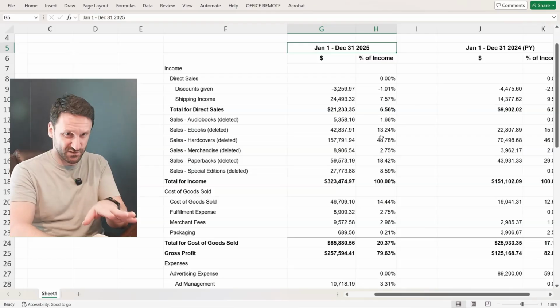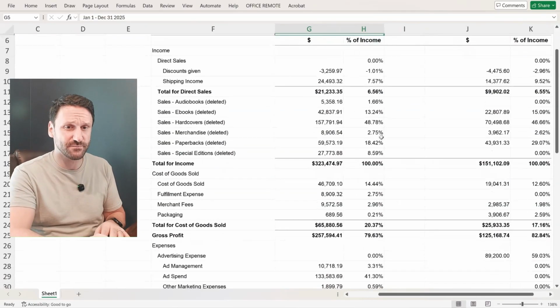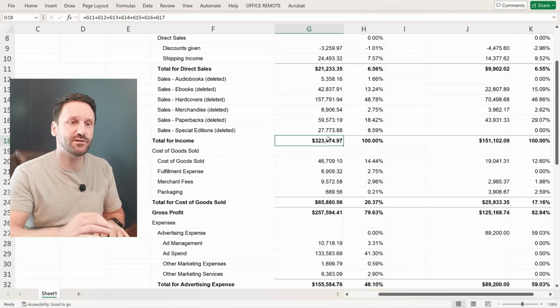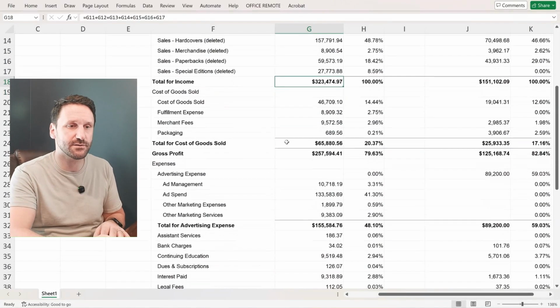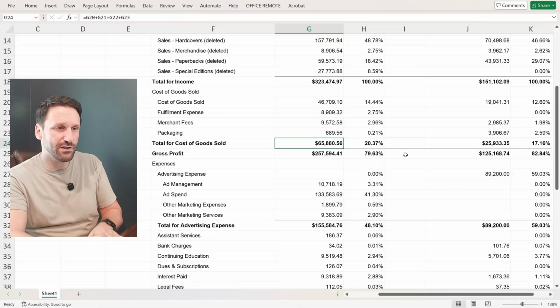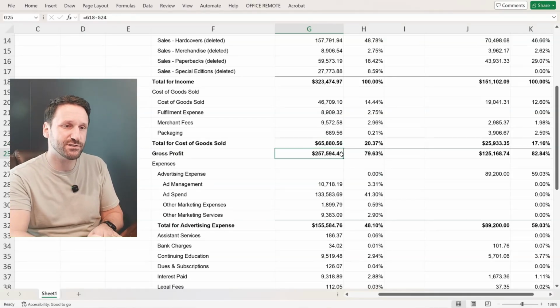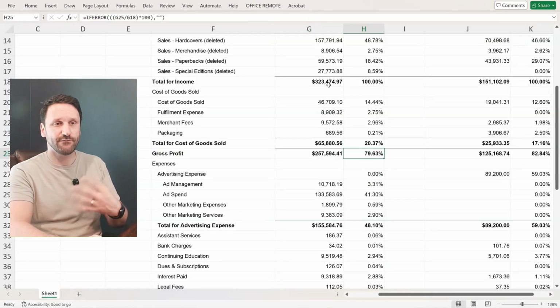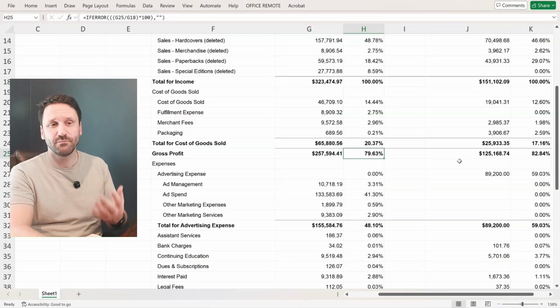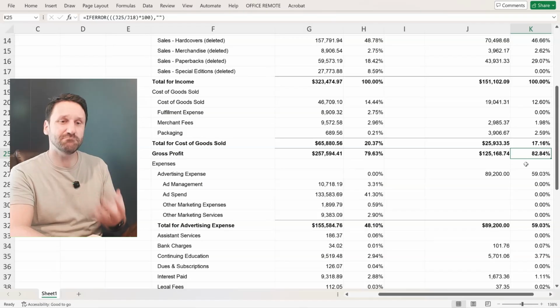So for this specific profit and loss, we can see that total income more than doubled. We went from 151,000 to 323,000. Our cost of goods sold actually also more than doubled. That's okay. It does show that we have a lower gross profit percentage than we did the year before. So for every dollar that we made, we kept 79% of it in 2025. But in 2024, we were actually keeping a little bit more.